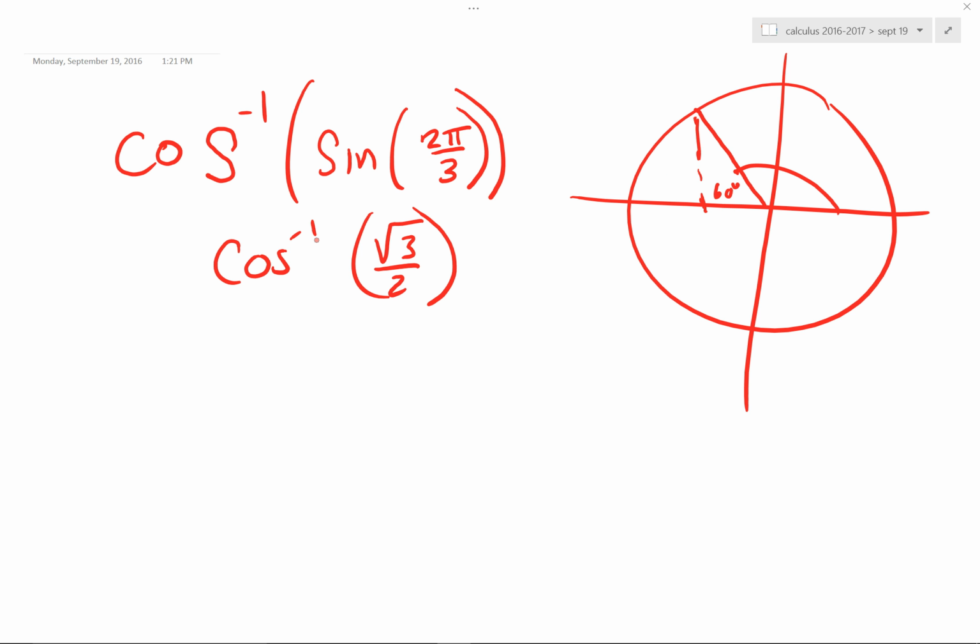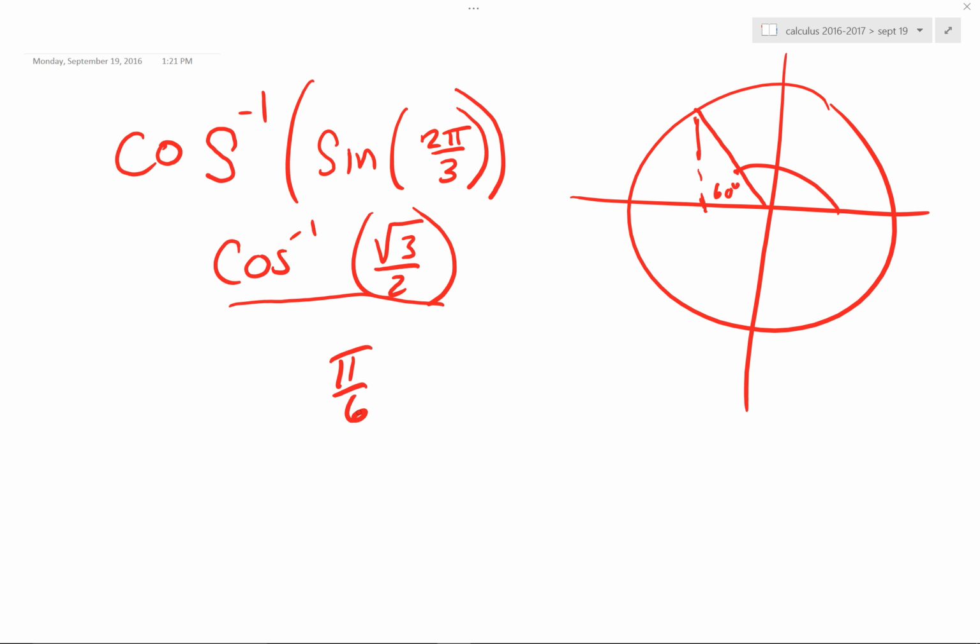Now, this is what this is asking me: what angle has a cosine of the square root of 3 over 2? What angle has a cosine of square root of 3 over 2? What is that? 30 degrees. I'm just going to go with pi over 6 if that's okay with you. That's what I'm going to do with it.